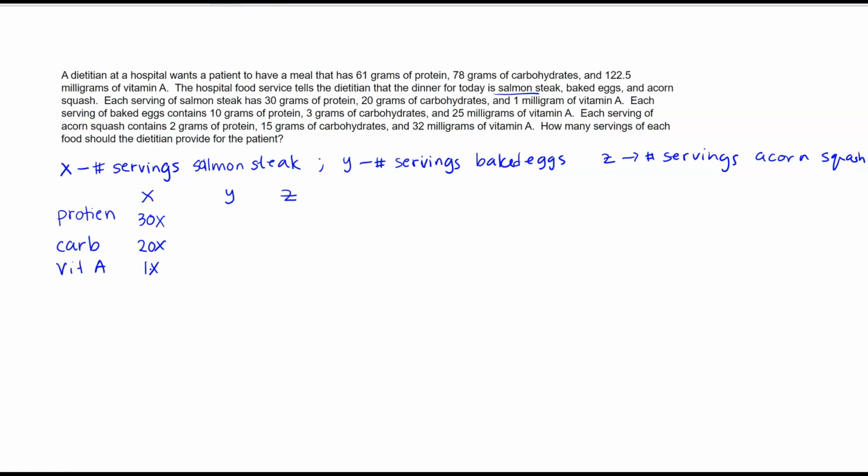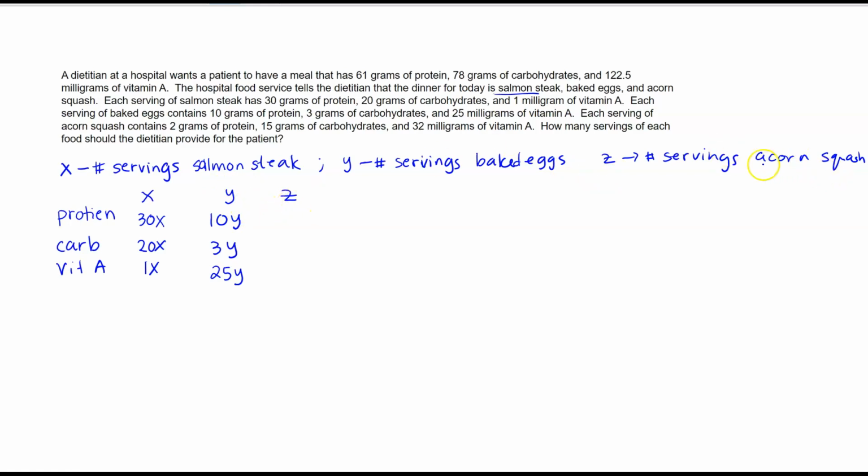And we do that same thing for the baked eggs. Each serving of baked eggs contains 10 grams of protein, so 10 times the number of servings. So a total of 10y grams of protein for the baked eggs, and 3 grams of carbohydrates, so 3 times y, and 25 grams of vitamin A, 25 times the number of servings. That's the total amount of vitamin A for the baked eggs. This is for y servings.